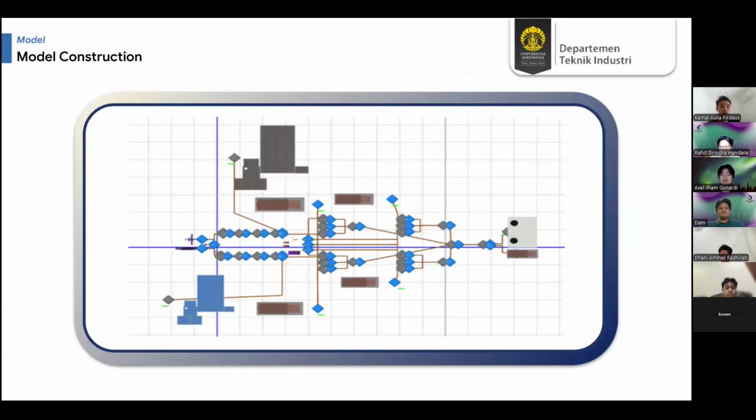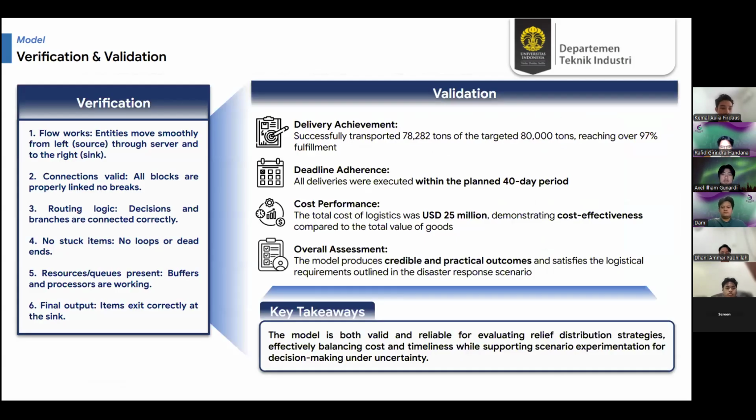To verify our model, first we check the flow works, meaning entities move smoothly from the source through the server until the sink. Second, the connection is valid, meaning all blocks are properly linked with no breaks. Third is the routing logic, meaning decisions and branches are connected correctly. Fourth is no stuck items, meaning no loops or dead ends. Fifth is resources or queues present, meaning buffers and processes are working. And finally, the final output, meaning we check the items exit correctly at the sink.